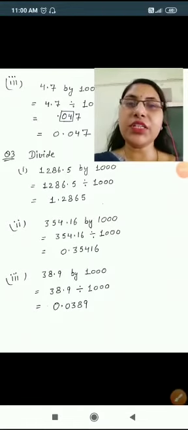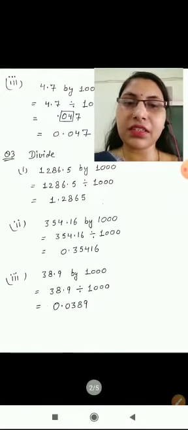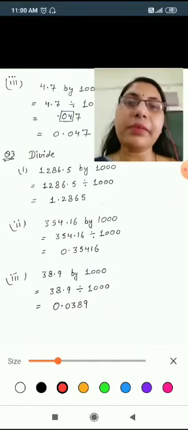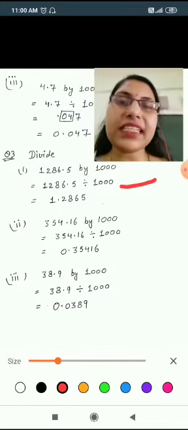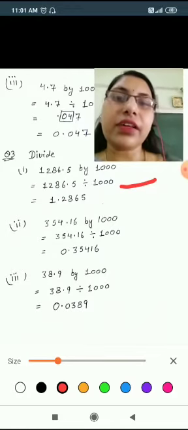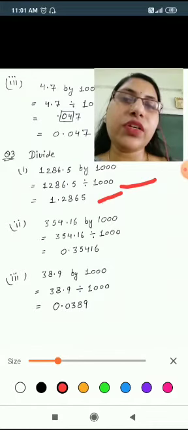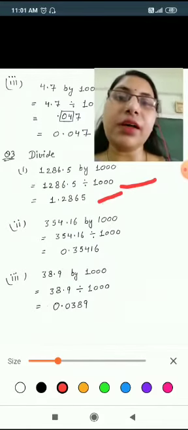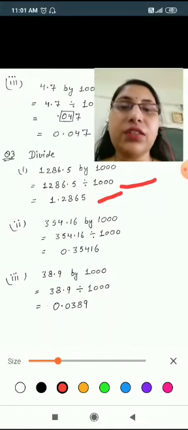Now we will start question number 3. As you can see, the number of zeros has increased, right? So the digits of the number will remain the same, only the place of the decimal will change. So shift the decimal 3 places in the left direction. So where will the decimal come? Before 2. So the decimal is shifted before 3 digits, 2, 8 and 6. 3 digits, right? The decimal will come 1.2865. Clear everyone?